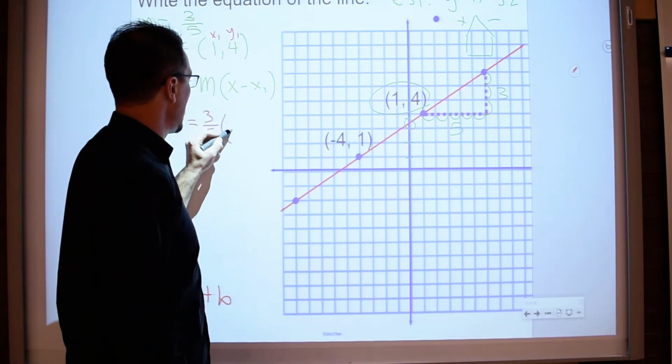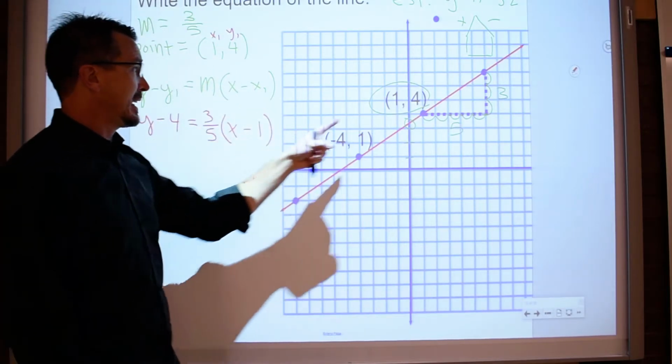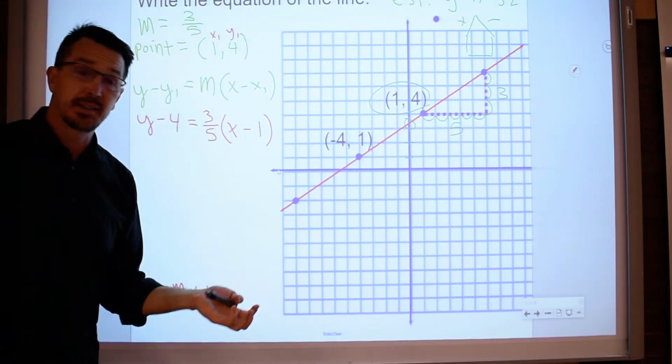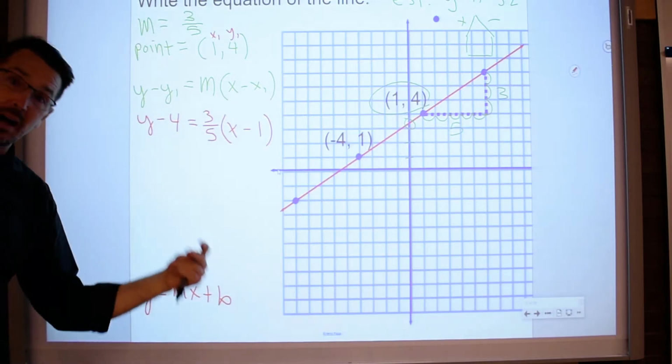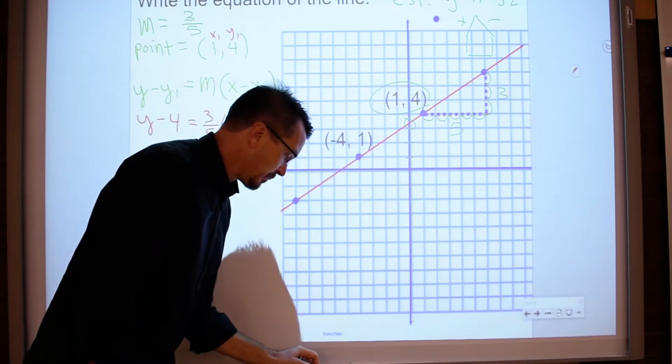And then parentheses x minus my x1, which is 1. And again, because I didn't pick any negative numbers, I didn't have to worry about turning the sign positive or messing around with it. So here's point slope form. If I just need to find point slope form, I'm done. But if I need to put it in slope intercept form, now I have to simplify.